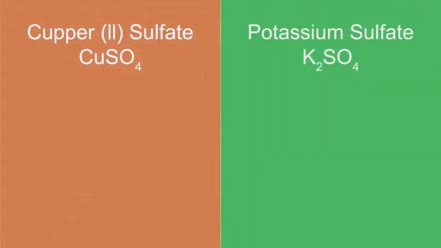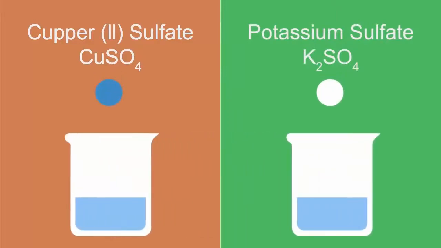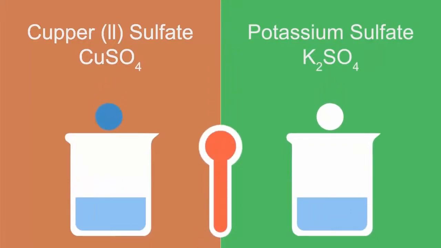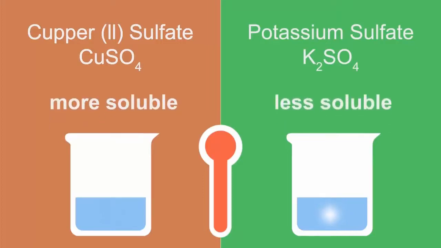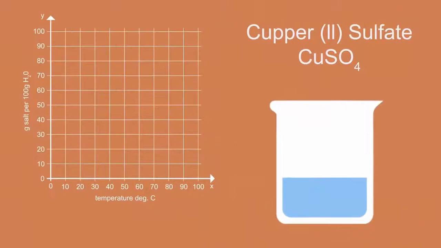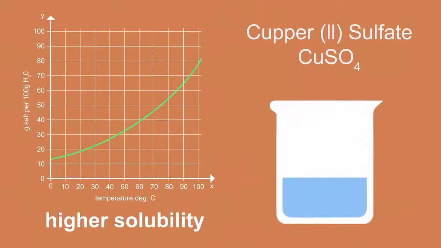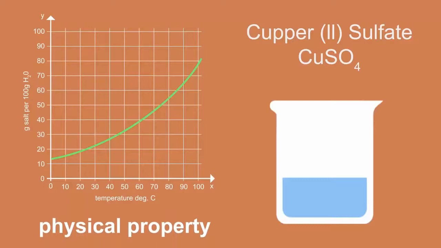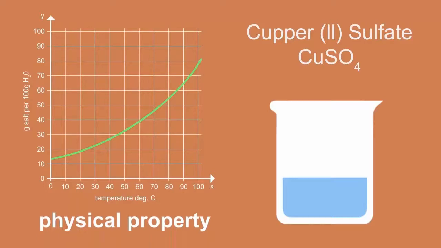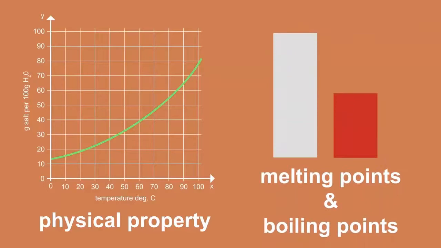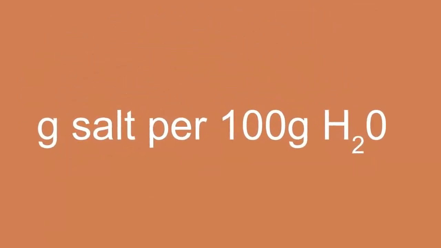If we were to compare copper(II) sulfate and potassium sulfate, we will find that one is bright blue and the other is white. If we tried to dissolve them in water of equal temperature, we will find that copper(II) sulfate is a lot more soluble than potassium sulfate. In other words, copper(II) sulfate has a higher solubility in water. This is actually a physical property of a substance, much like a substance's melting point and boiling point. The solubility of a salt is usually measured as grams of salt per, let's say, 100 grams of water.